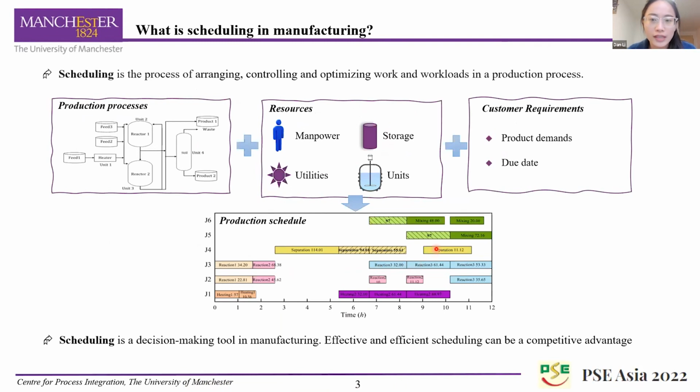We first need to know what scheduling in manufacturing is. Scheduling is the process of arranging, controlling, and optimizing work and workloads in a production process. Before scheduling, 3 kinds of information are given: the production processes, resources, and customer requirements. Here, the resources include manpower, storage, utilities, units, and so on. The customer makes a production request to the manufacturer or gives a due date. Now we can generate a scheduling solution to satisfy the customer requirement and optimize our objectives. So scheduling is a decision-making tool, and effective, efficient scheduling can be a competitive advantage.